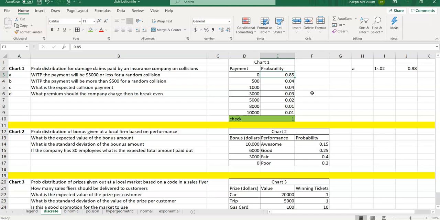Again, when I see 0.85, I think there's 100 collisions. Let's say there's 100 collisions in a month. I realize that 85 out of 100 will pay out 0. I realize 4 out of 100 will pay out $500. That's what these represent. So I get an idea of how many out of 100 collisions would be in each payment bracket.